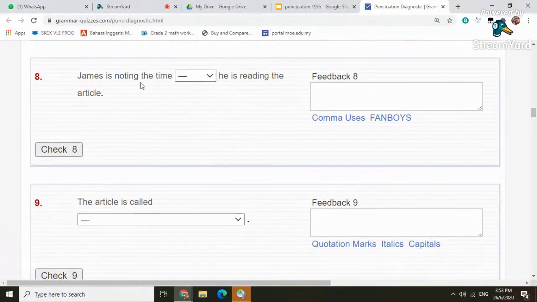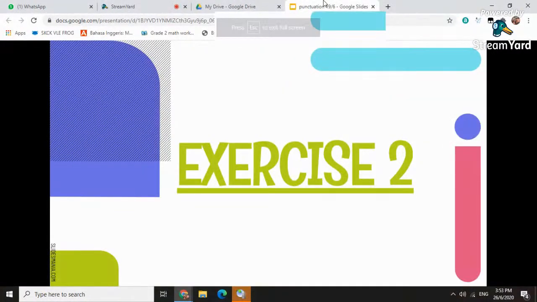James is noting the time while he's reading the article. So what's the answer? While or comma while? Okay, some of you answered 2. Let us see. It's a wrong answer. There shouldn't be a comma because while here already takes the pause that is needed. Okay, that's all for today's exercises.